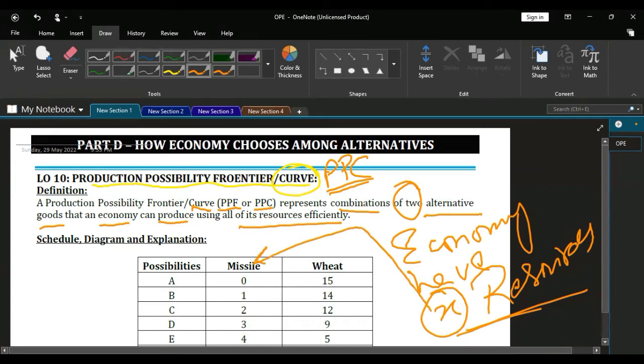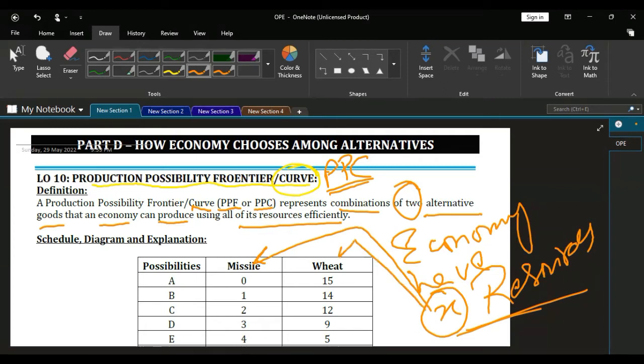It can firstly produce missiles for security purposes, or it can focus on the production of wheat. As you know, both are important articles that are the need of the hour. Missiles are necessary for security and defense, and wheat is necessary for food. So we have to produce both. Now the problem arises: how many missiles should be made and how much wheat should be made?